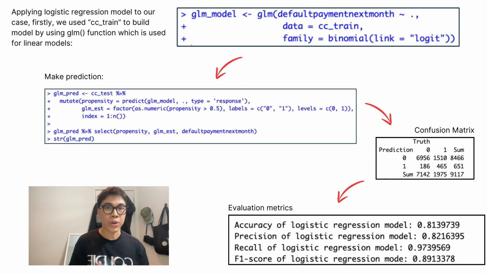Applying the logistic regression model to our case, firstly, we need to use CC train to build the model by using the glm function, which is used for linear models. After we have the model, we proceeded to make predictions. After that, we drew the confusion matrix and calculated the evaluation metrics for the model.